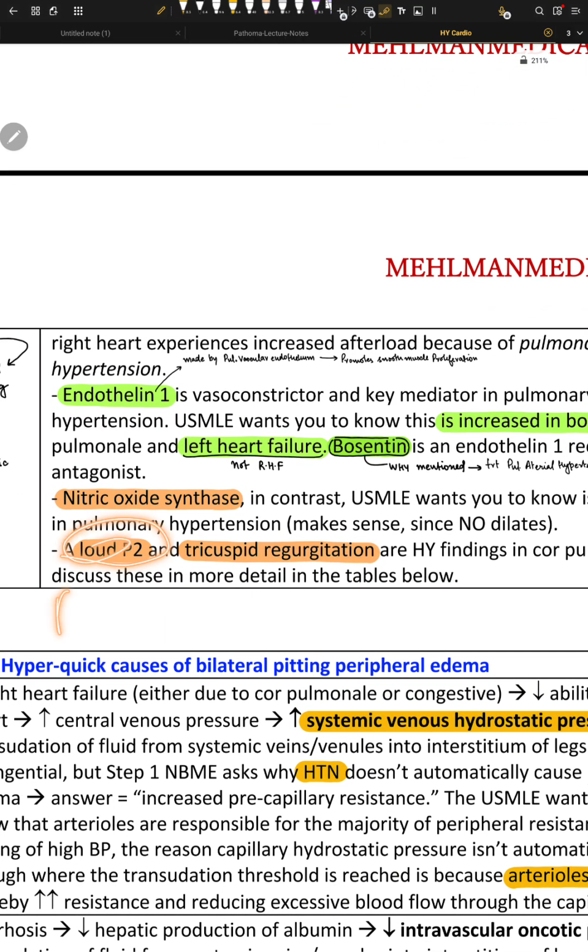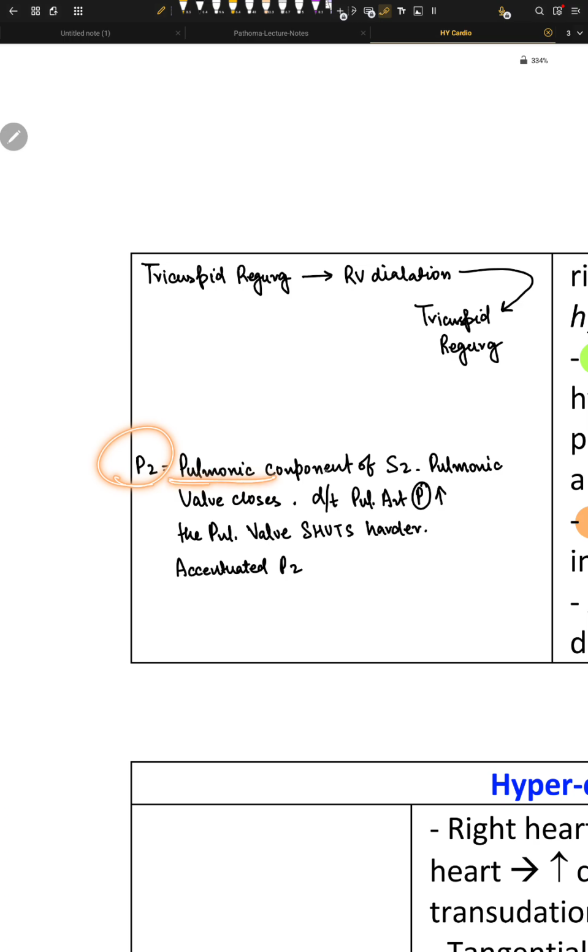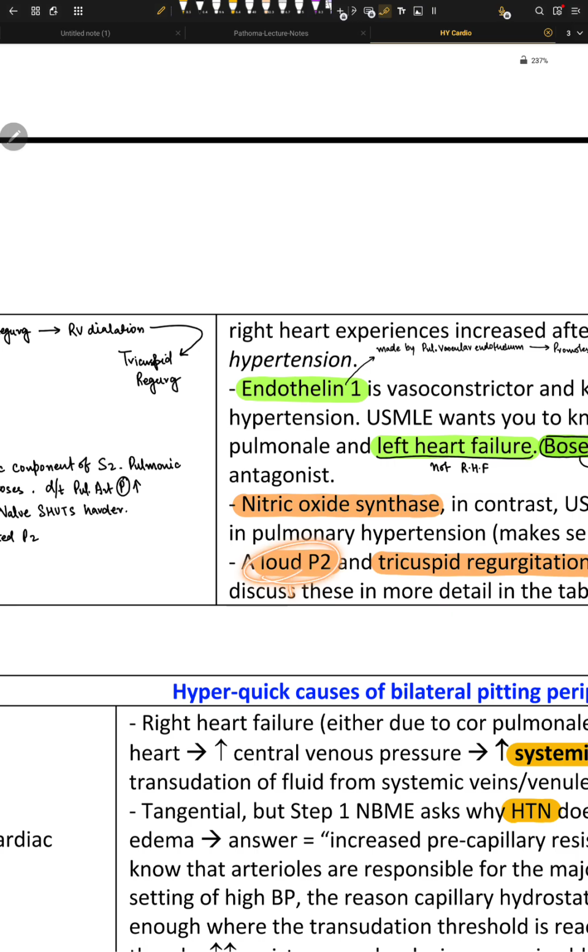Loud P2. So we have P1, and P2 is just the pulmonic component of S2. The pulmonic valve closes and makes this sound. Due to increased pulmonary artery pressure, this pressure is really high due to hypertension in the lungs. The pulmonic valve shuts harder, and then we have an accentuated P2. So that's why we are able to hear P2.